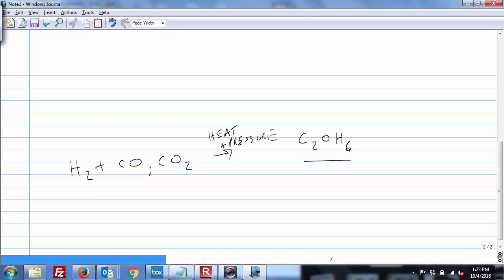Well, again, I'm just showing this roughly. It's probably what's going to happen here. You'll take three hydrogens, for example, H2, plus two COs, and then you're going to be left with C2OH6, and then you'll have an extra carbon coming off, floats off like a particulate.